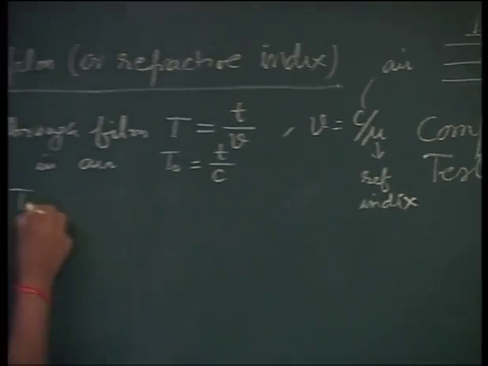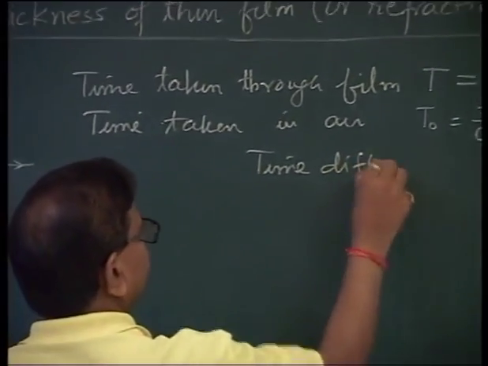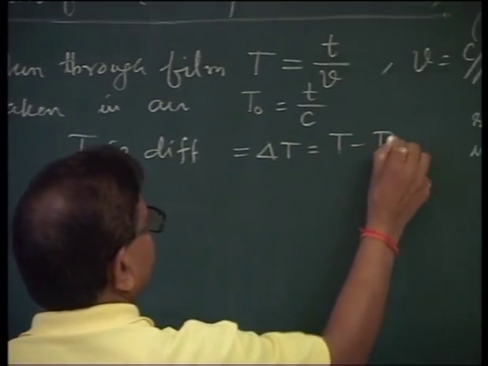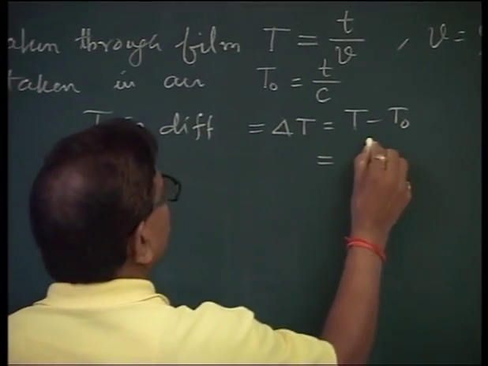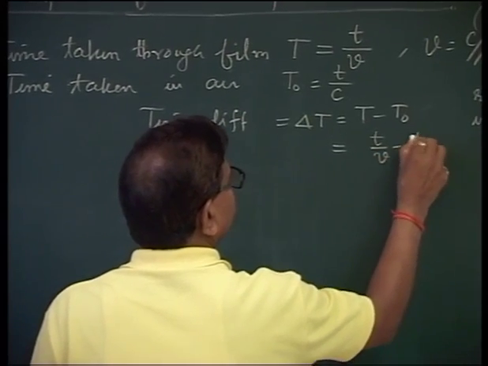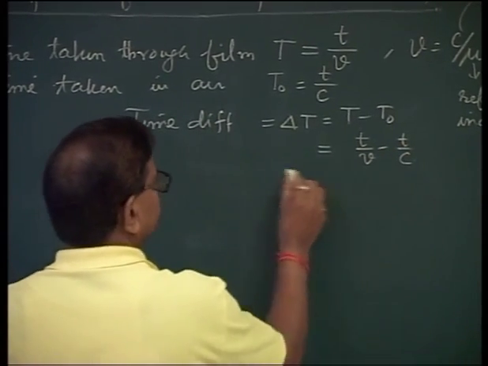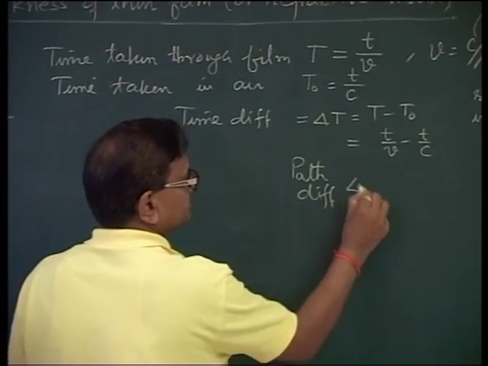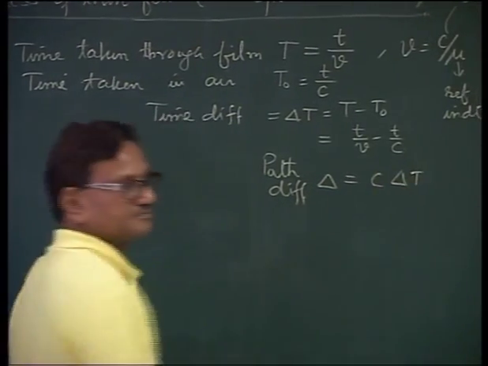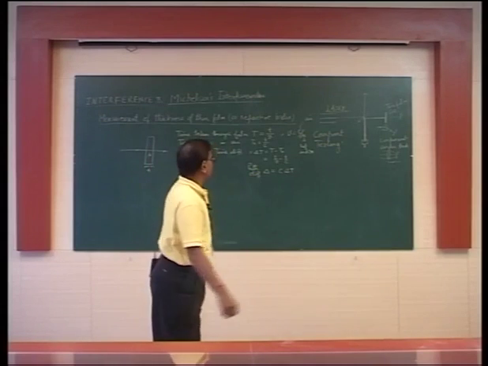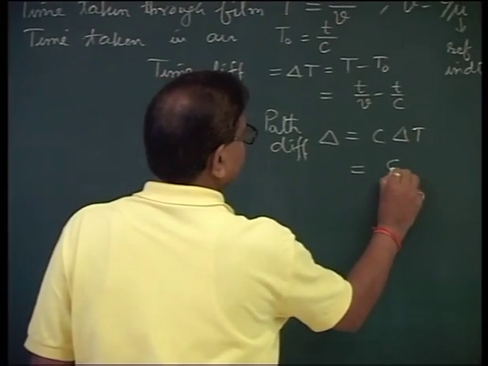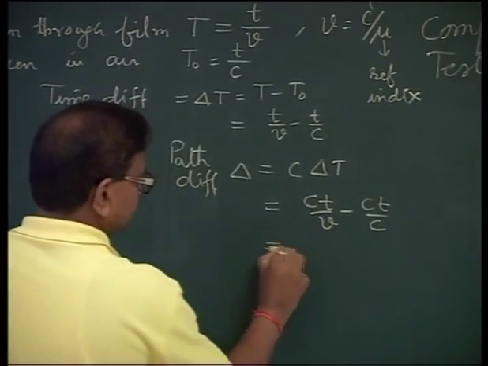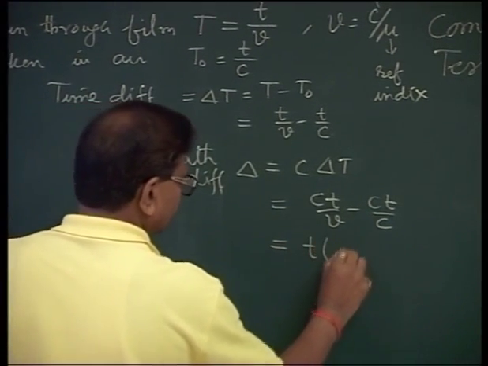Therefore, the time difference created will be Δt = t − t0. That means t/v − t/c. The path difference will be c times the time difference, and therefore ct/v − ct/c, which is equal to t(μ − 1).